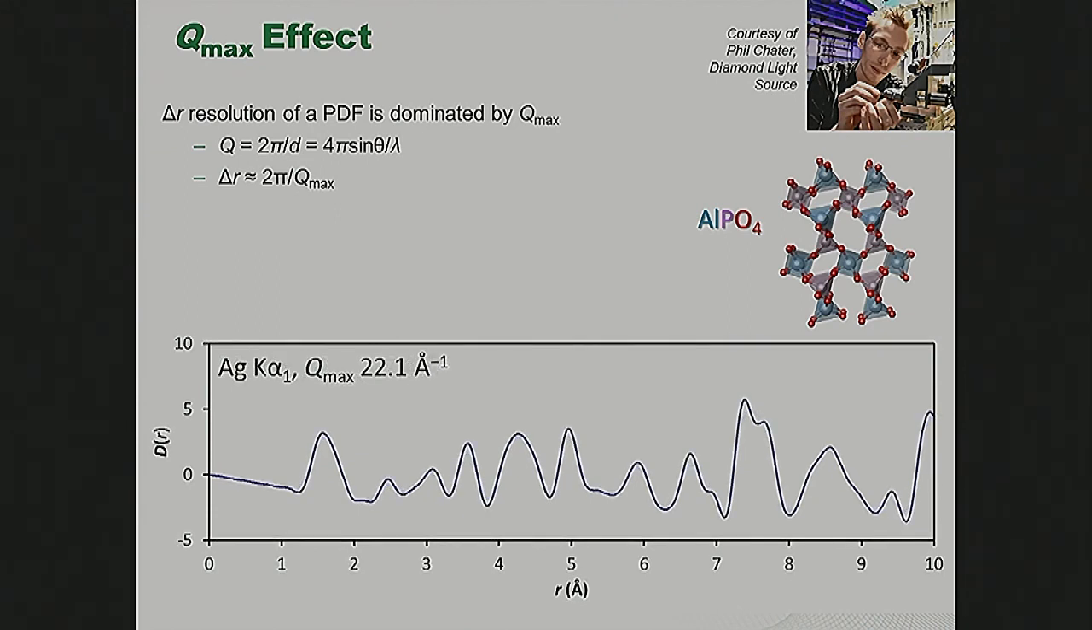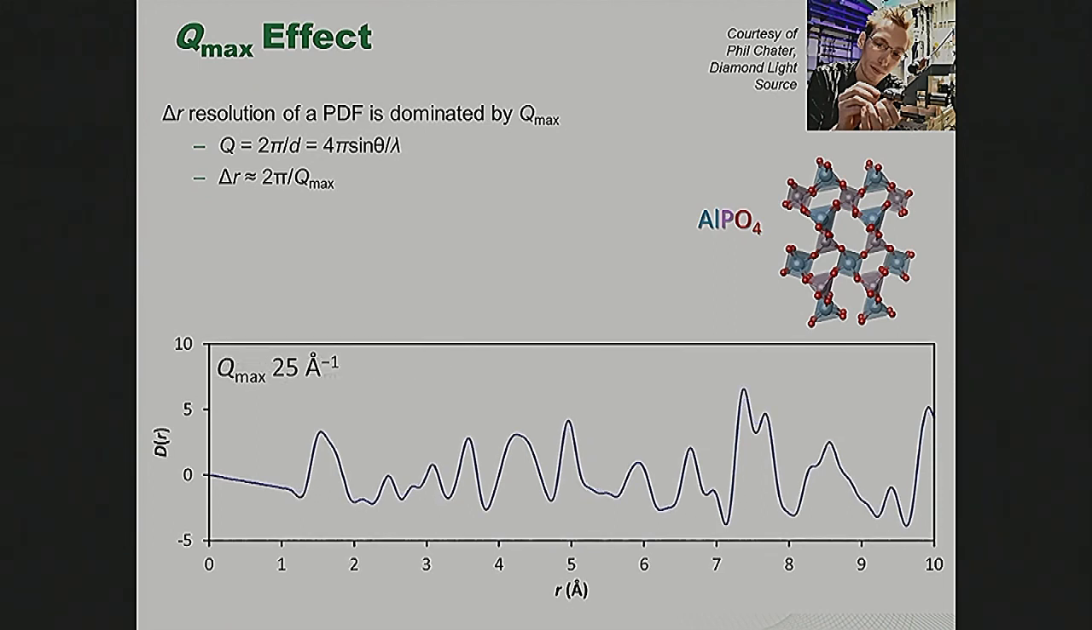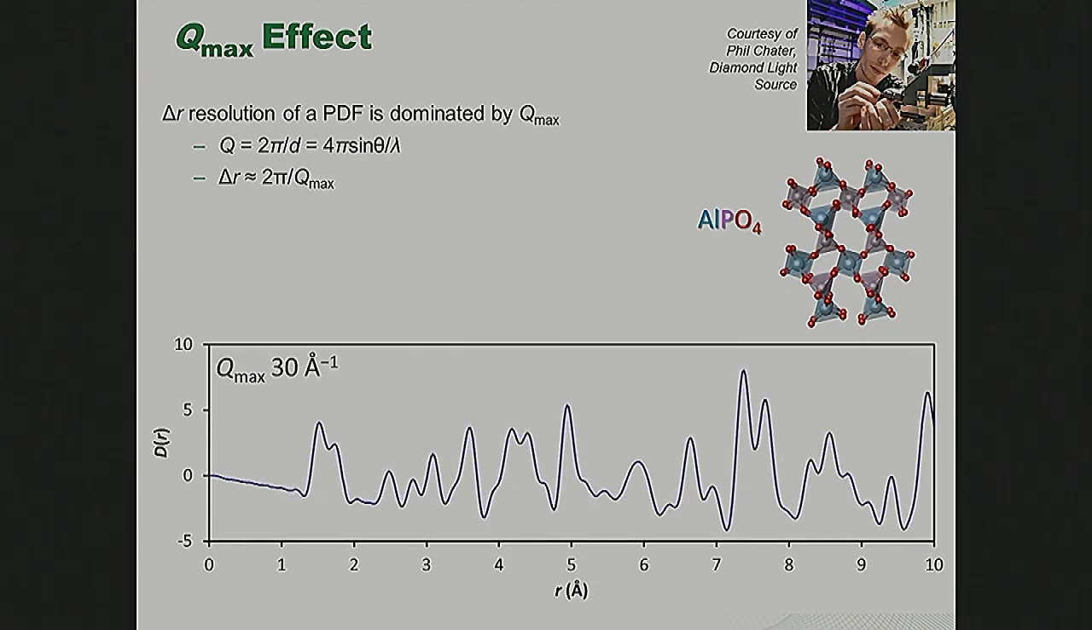They're mostly molybdenum because the silver fluorescence is kind of tough to deal with. You can maybe start seeing some peak asymmetry if you can go out to a Q maximum of 22 inverse angstroms. This is actually the maximum Q of a lot of those amorphous area detector setups I told you about. If you want to distinguish these peaks, you can start to do that at Q maxes of 25 and higher. At 30, you definitely can.